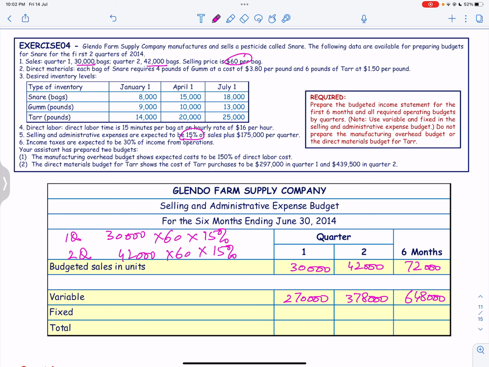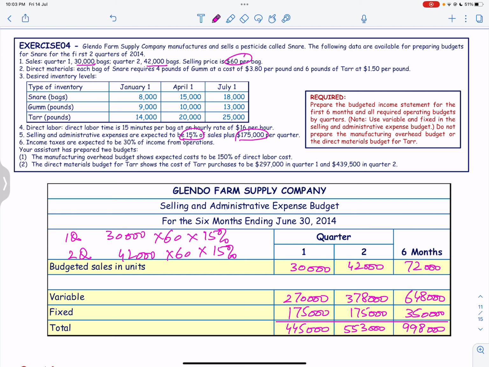The total is 648,000. Now there is a fixed expense of 175,000 for each quarter, so the total is 350,000. So the total selling and administrative expenses will be, for quarter one, 445,000, and this will be 553,000, and this will be 998,000.